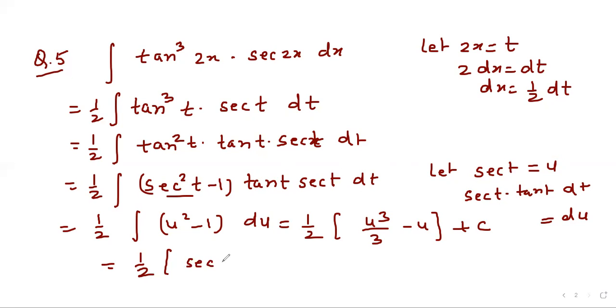sec 2x cube divided by 3 minus u. U is sec t and t is 2x, so sec 2x plus c. We can further simplify to make it 1 by 6 sec cube 2x minus 1 by 2 sec 2x plus c. Now let's go to the next question.